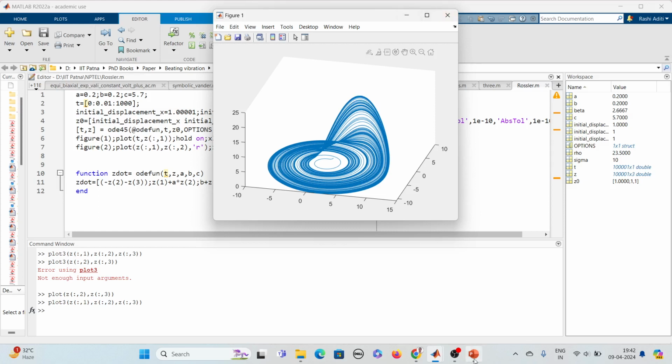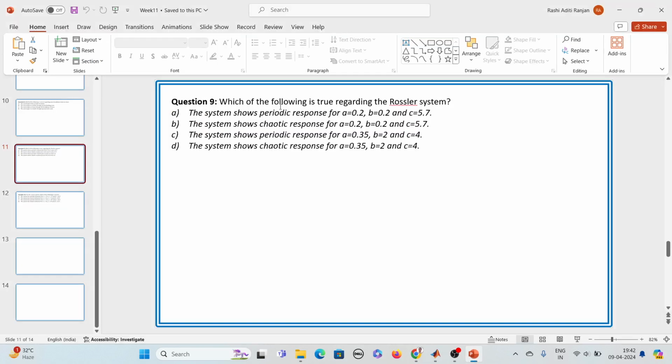So coming to the first option, does the system show a periodic response? No, the system shows a chaotic response for this. Yes, your option B is the correct option. So we'll just highlight it.